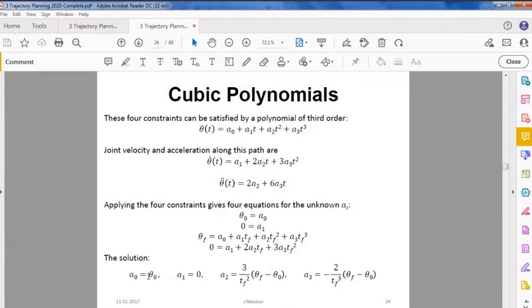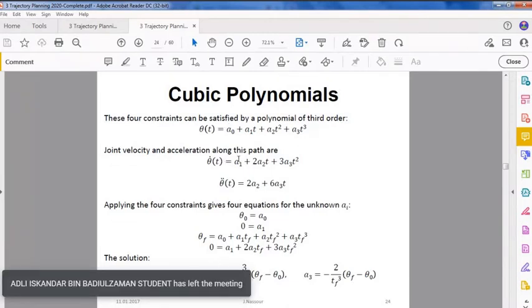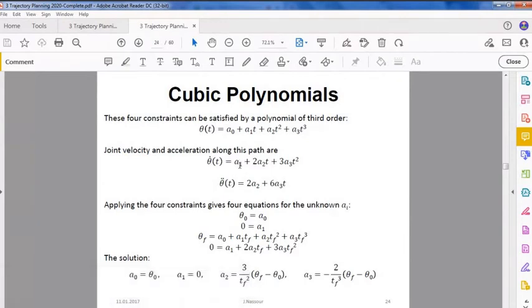A0, theta 0, in the equation is 15 degrees. So you can replace it here. And A1 you can replace equal to 0. So A0 equals 15 degrees, A1 equals 0. Then you already have values for A0 and A1, so you need to find A2 and A3. You can do the cancellation technique.